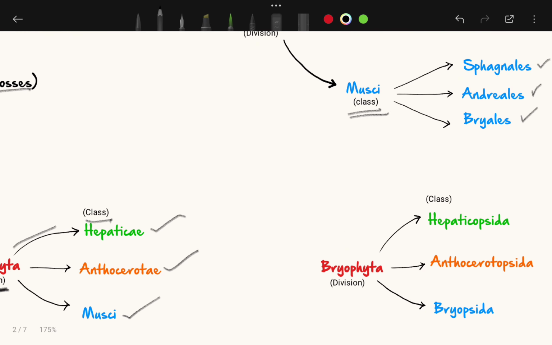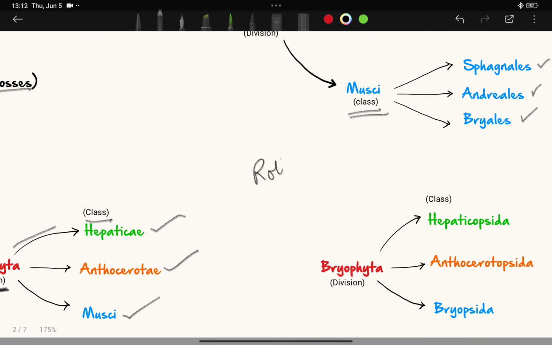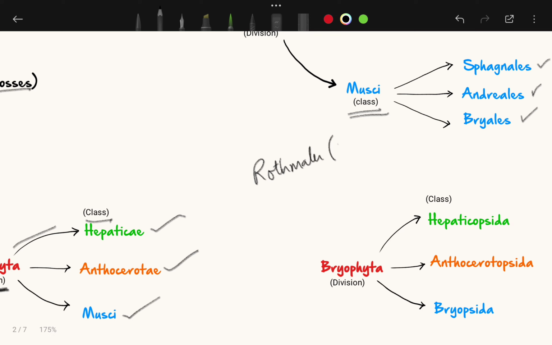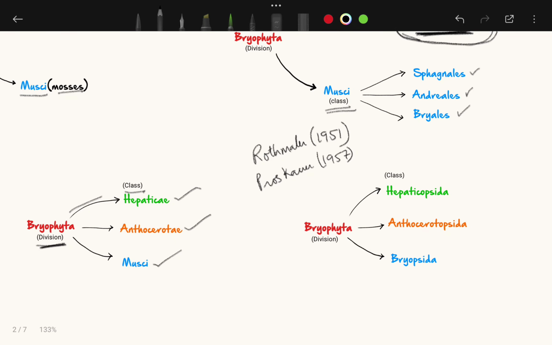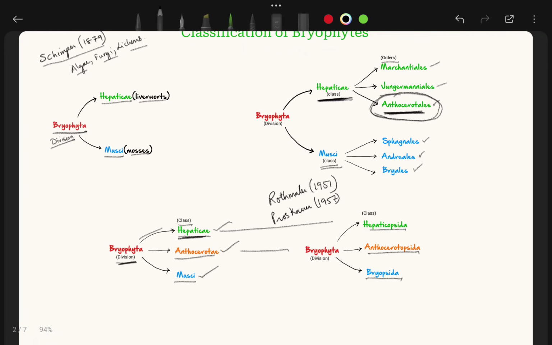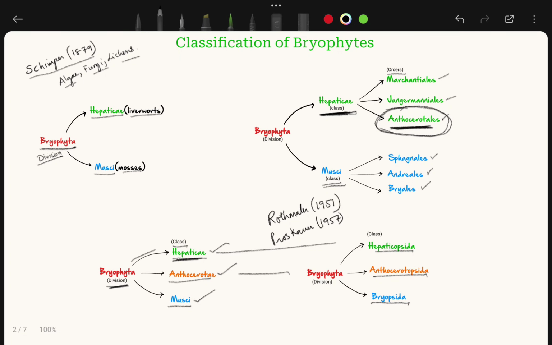All right. Now, Rothmaler in 1951, and then Proskauer in 1957, changed the names of the classes. Hepaticopsida was changed into Hepaticopsida, Anthocerotopsida was changed to Anthocerotopsida, and Musci was changed into Bryopsida. Alright, so this is the classification of bryophytes. Okay, very simple, right? Now we will study each of these classes in detail.